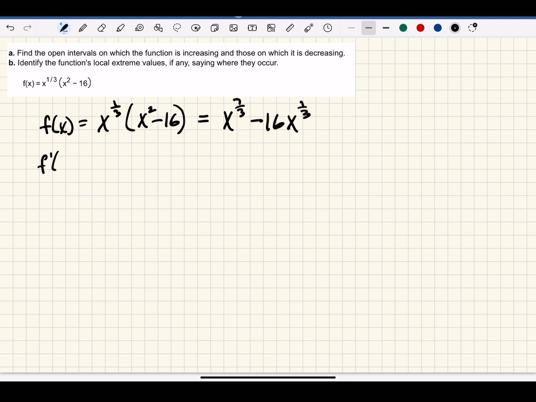The first derivative then would just be the derivative of each term, which would be 7/3 x to the 4/3 minus 16/3 x to the negative 2/3. We will need to set this equal to 0, so we should probably do some algebra on this to make that process a little easier.